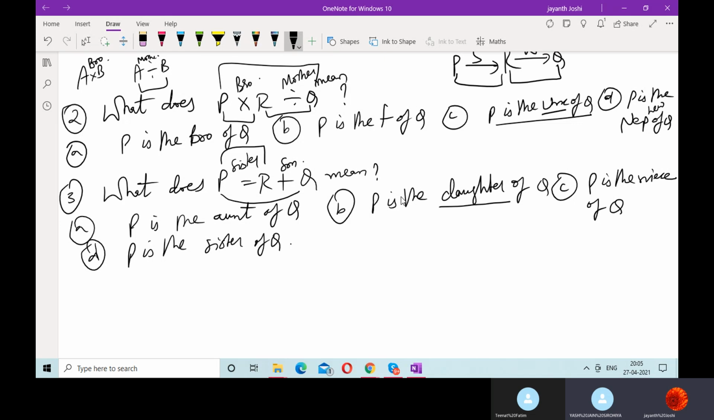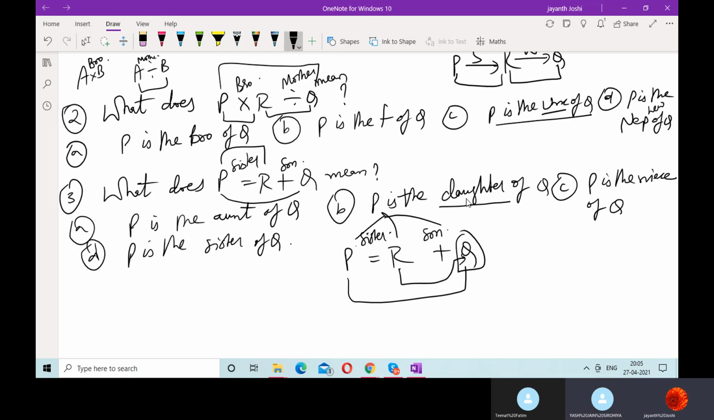Samajh mein aa gaya? P is equal to R plus Q. P is the sister of R. P R ki sister hai and R is son of Q. Jab ye iski sister hai, ye iska son hai, bole to she is mother of both. She is the mother of both. So she is the daughter of the mother and he is the son of the mother. That's it. But what are the options given? They are asking relationship between P and Q. So daughter. Come on, go for the next two questions.